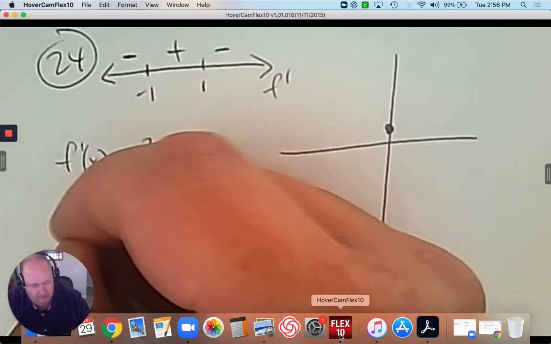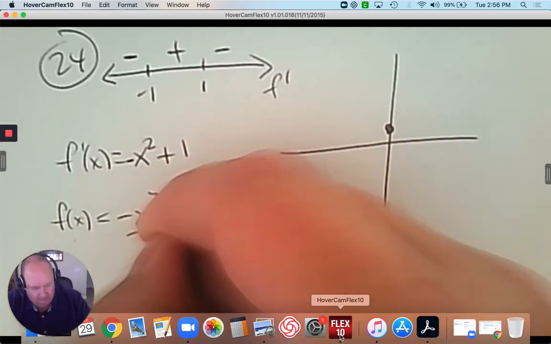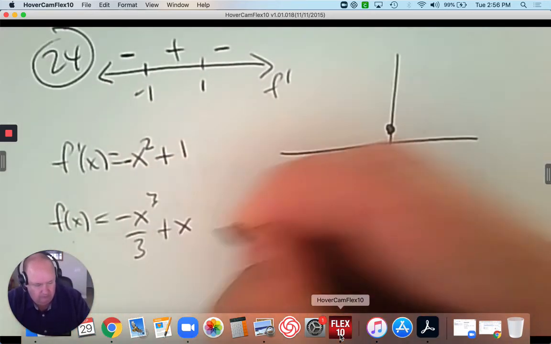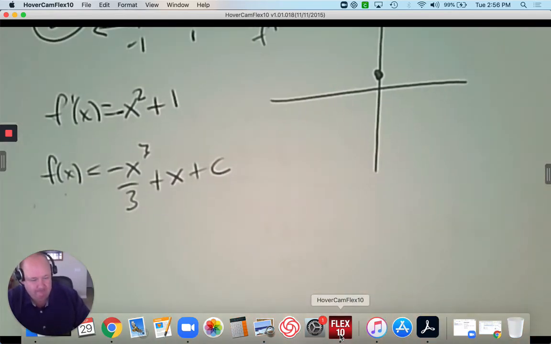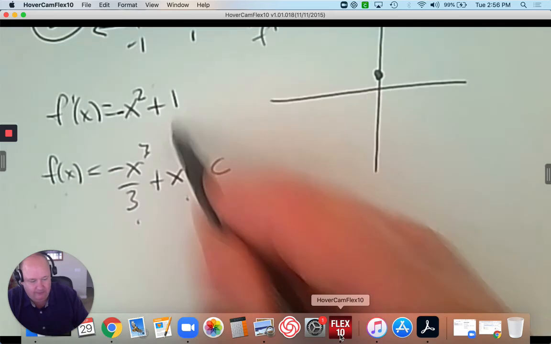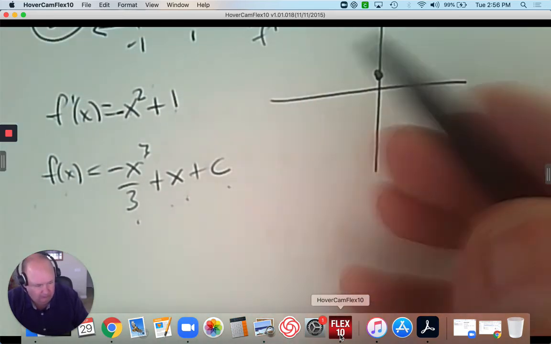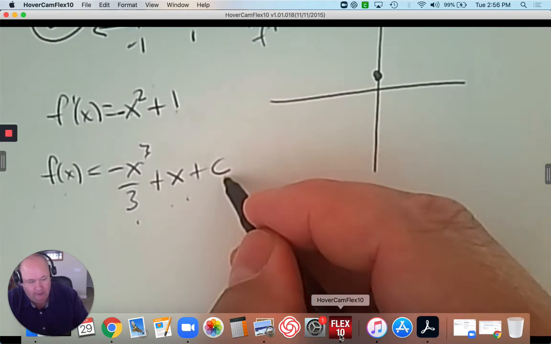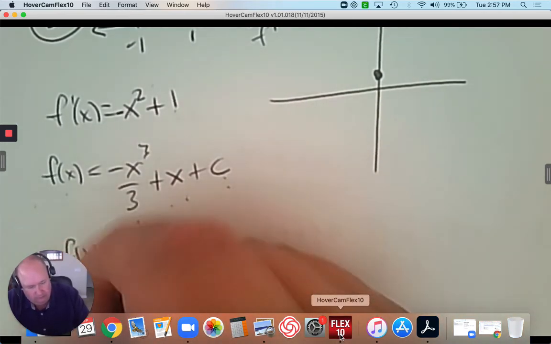plus 1. If I did the antiderivative there, you would add 1 and divide and have that constant. So add 1 and divide. The antiderivative of 1 is x, and the constant. We have 0, 1, so that means c is 1 when you plug in 0 for x. And so that's what we're graphing.